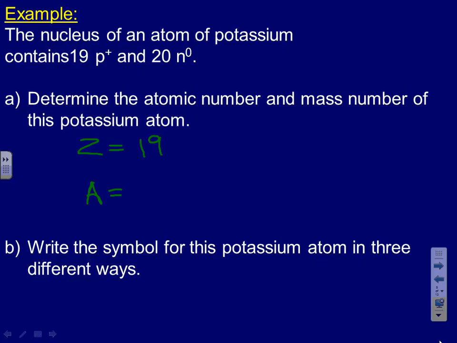Yep. Add them together. So I'm going to need 19 plus 20. I'd hope we wouldn't need a calculator for that. What do we get? 39. So we have a mass number of 39. All right?